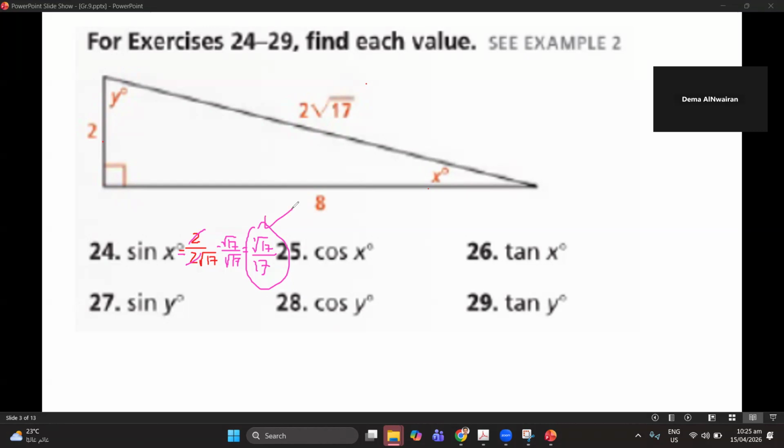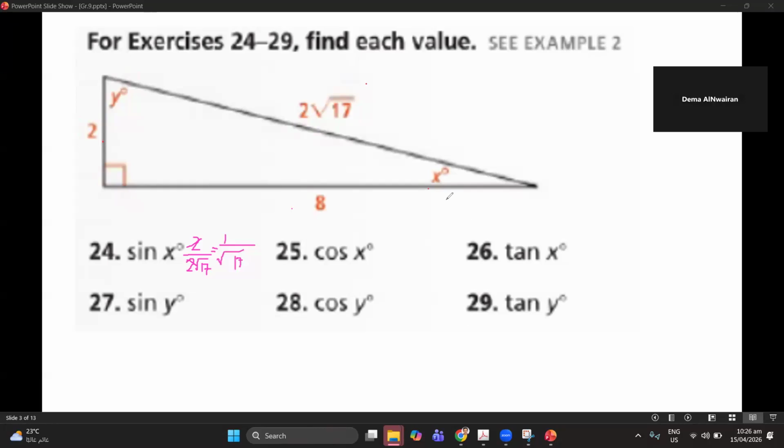Okay, so let's continue here. Sine of x is 2 over 2 square root of 17, and I can simplify 2 with 2. So it's 1 over square root of 17. Right. Now what about cosine y? How can I find cosine y? 8 over 2 square root of 17.